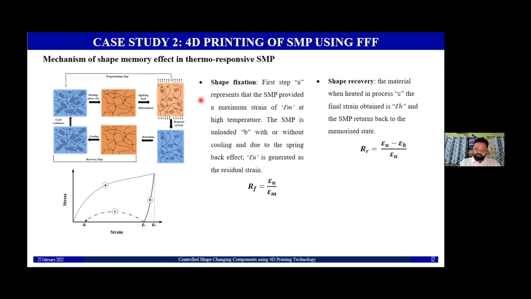polymer network. Here we have two parameters that we need to see, that is the shape fixation ratio and shape recovery. These two define the shape memory property of any thermoresponsive shape memory polymer. Shape fixation is the ability of the material to get fixed at a certain position and angle, and shape recovery is the ability to recover back the original shape after it has been fixed.